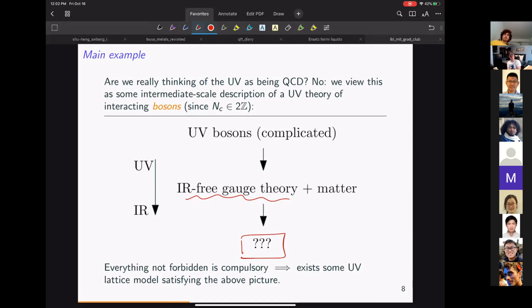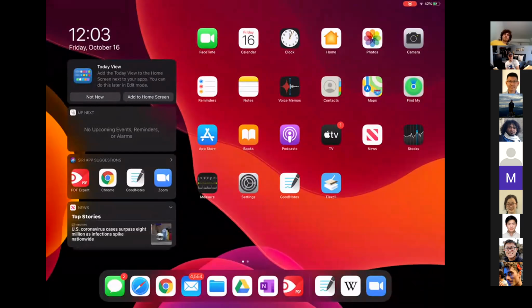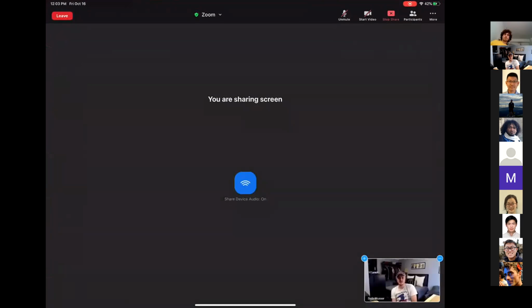Okay, interesting. So you would get some kind of Fermi surface of partons, when you're thinking about the deconfined quantum critical point.